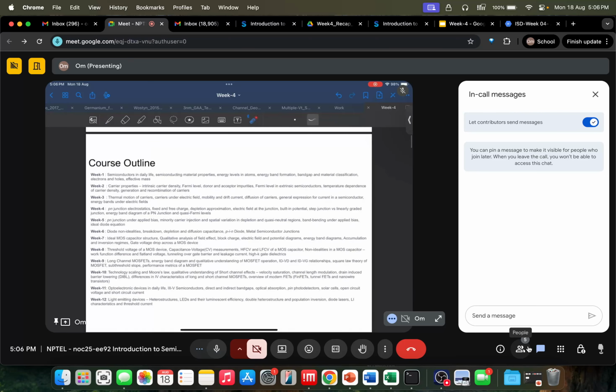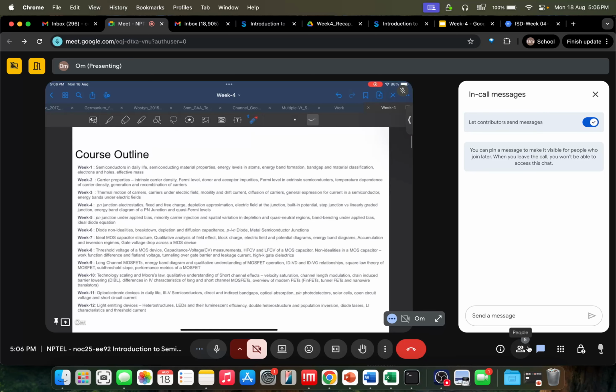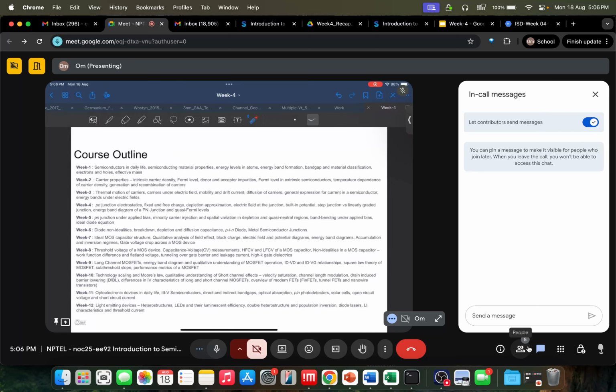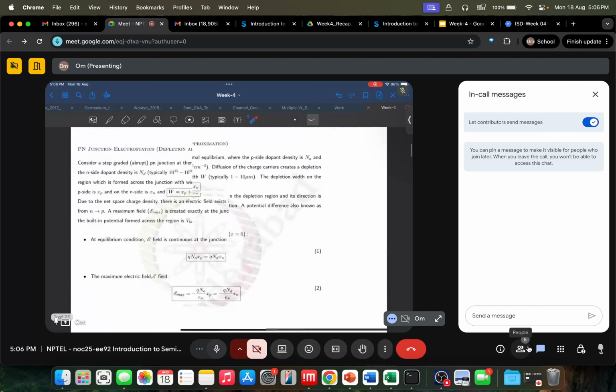In this week, we'll mainly look at some introduction of the PN junction electrostatics, fixed charge, free charge, depletion approximation, electric field, built-in potential, and different kinds of junctions as well as the band diagrams. So before going to the questions, let's have a quick recap of the course slides.